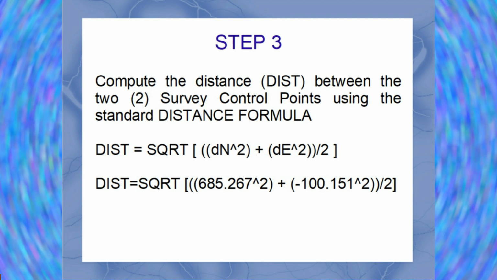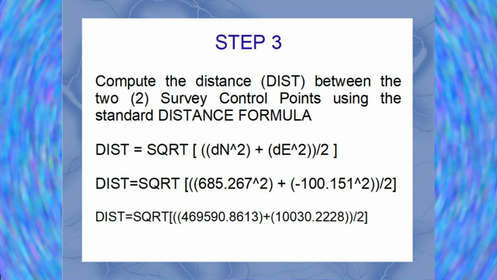So for the problem here we have 685.267, which is the difference in northing, and you square that and then you add that to negative 100.151 squared, which is the difference in easting, and then you take that sum and divide by 2. When we do that, we end up with 469,590.8613 when we square the northing difference, and we come up with 10,030.2228 when we square the easting difference.